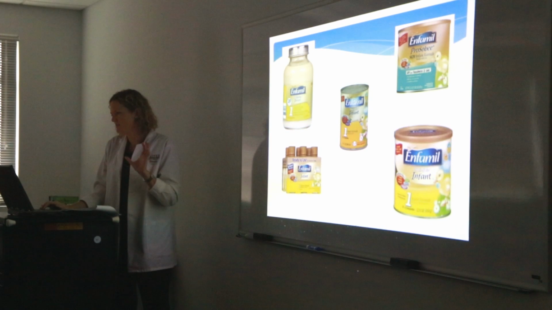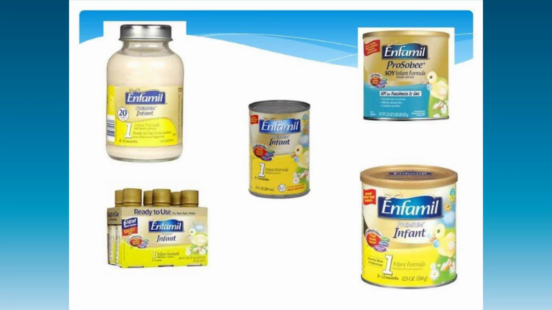This just shows you what the different types of formula will look like. So these 2 on the left here are your ready to feed. So you literally just take off the cap and you can feed it right to the infant. You can pour it in a bottle or attach a nipple. The can in the middle is your concentrate, your 12 ounces that you need to add another 12 ounces of water to. And then on the right are your 2 powder forms. So again, that's 1 scoop to 2 ounces of water.